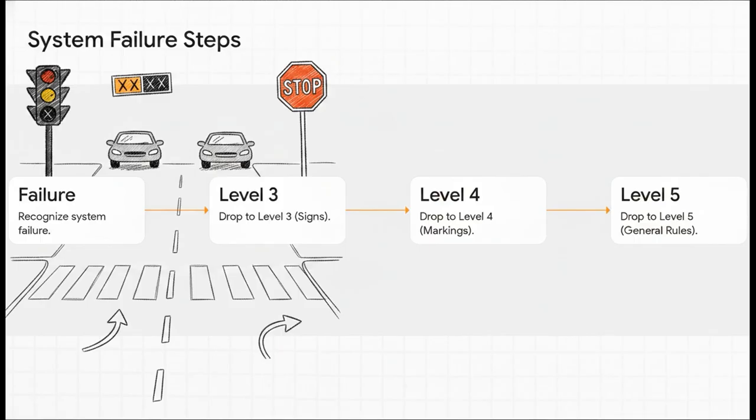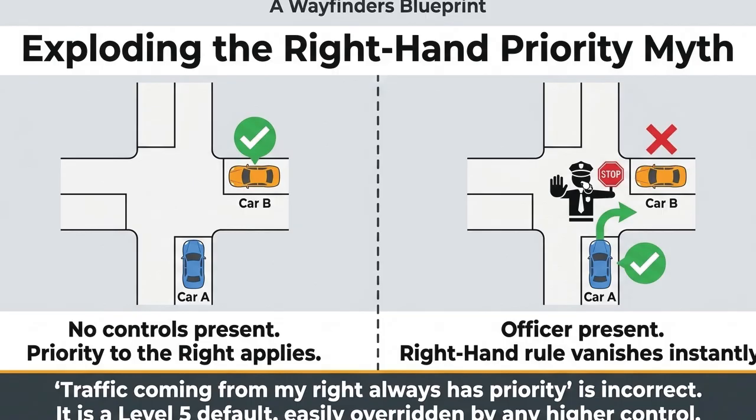Step 1, recognize this system failure. Literally realize the lights are out. And please, don't assume crossing traffic is going to stop for you. Step 2, drop to signs. If there are 0 signs, step 3, drop to markings. And if there is literally nothing but blank pavement, step 4, you drop all the way down to your default general rules. Let's take a second to bust a huge misconception here.